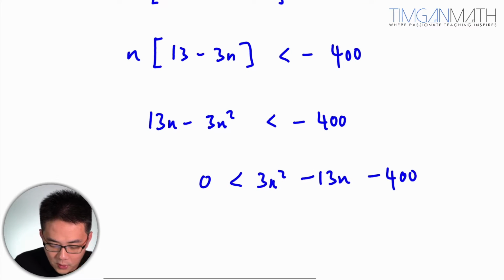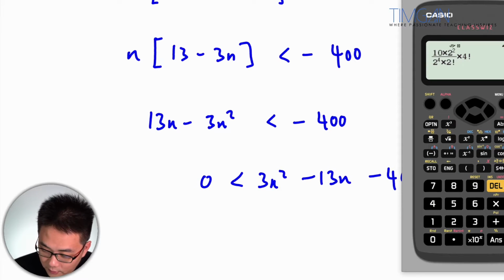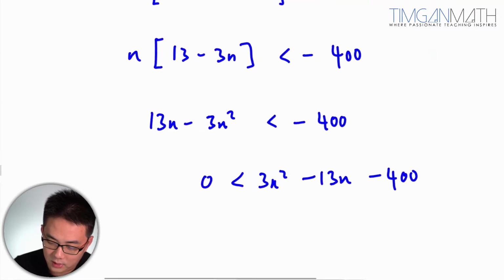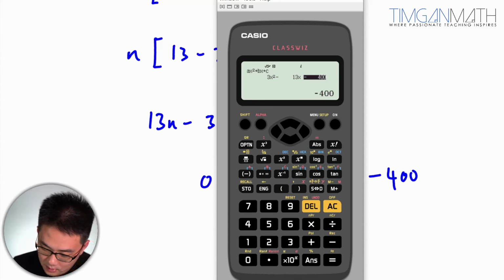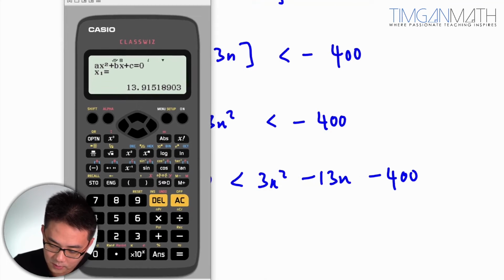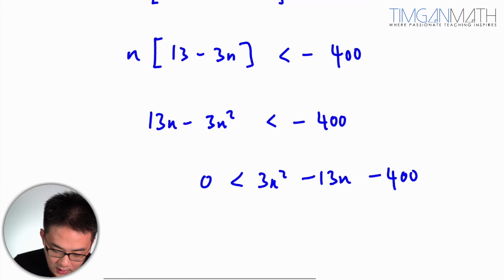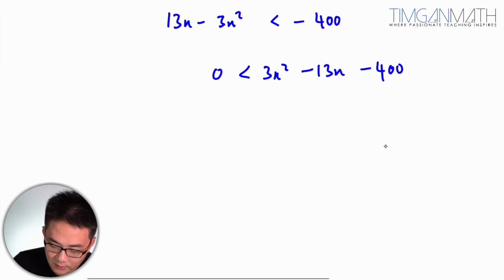Now, bring out your Casio calculator and solve for the roots here. It actually doesn't matter whether this is a perfect root or not, we just hope it's a nice integer value. So we're just going to get this part. Enter. Oh, there you go. It'll be 13.9 and so on.